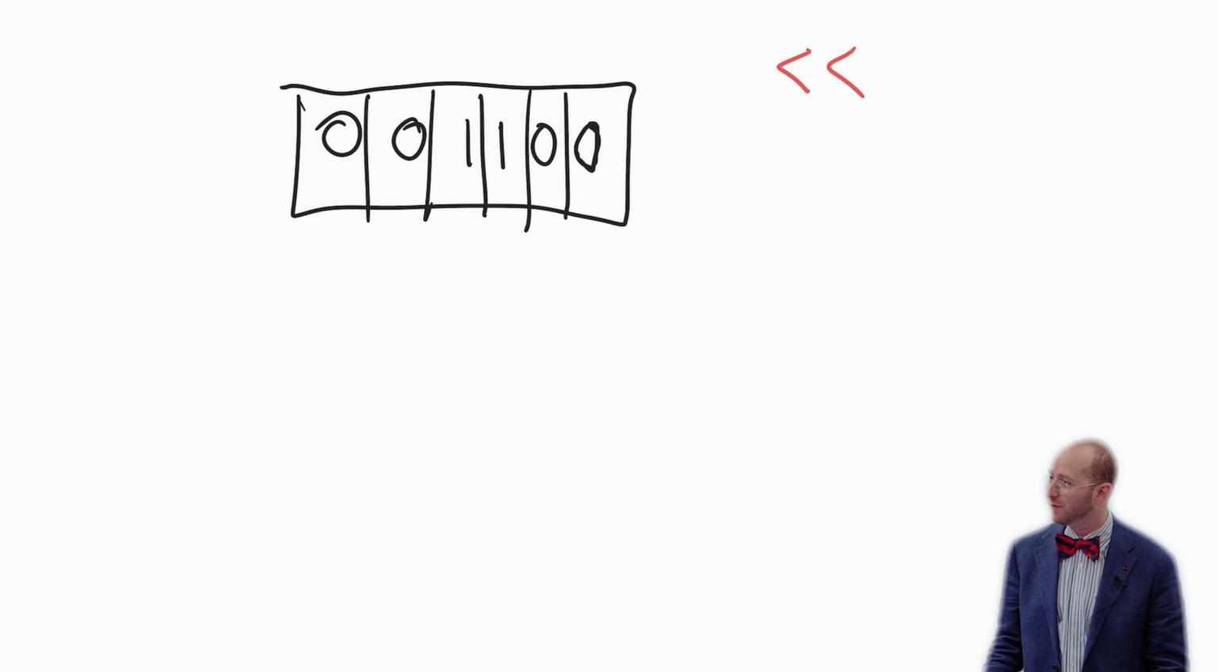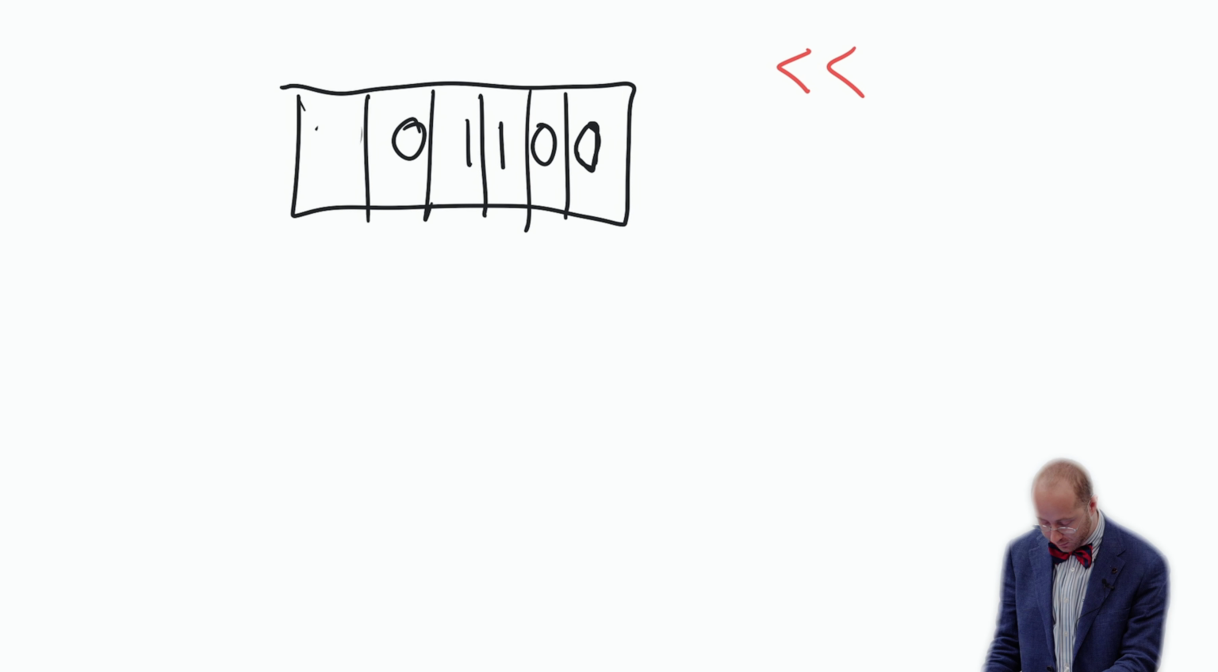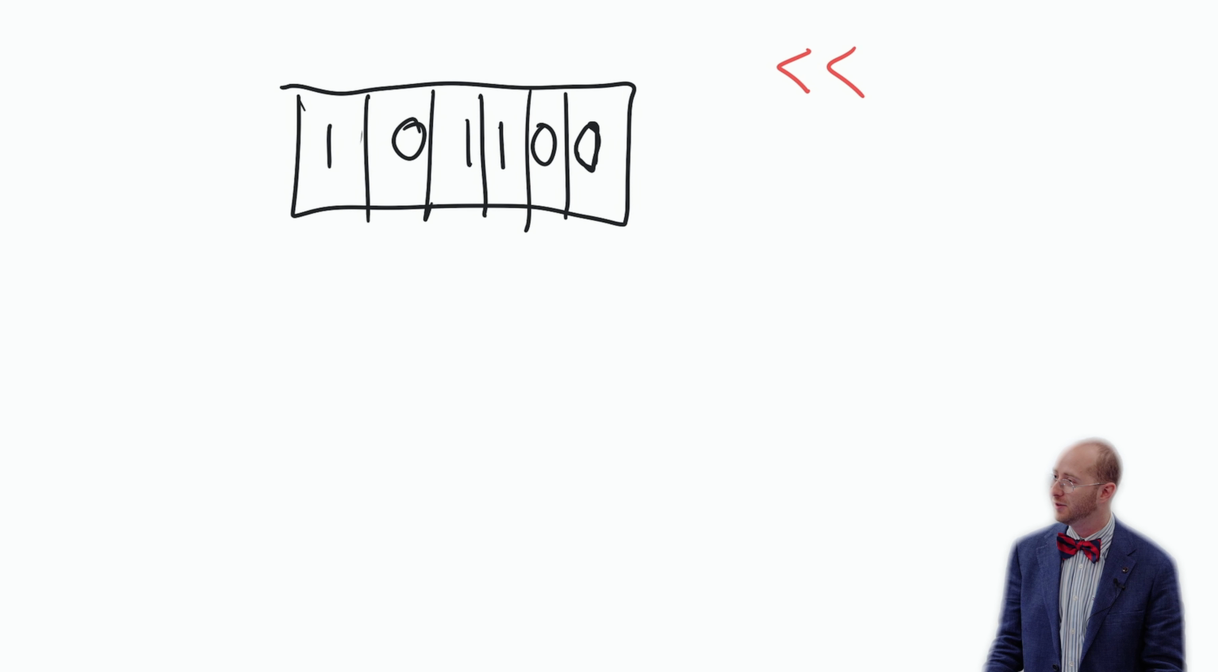What is the problem if I shift my bits to the left? What's going to happen? Will the number decrease or the number increase? The number will increase. That doesn't sound like a problem. That sounds like a good thing. What happens if I put a number 1 here and I do a shift to the left?